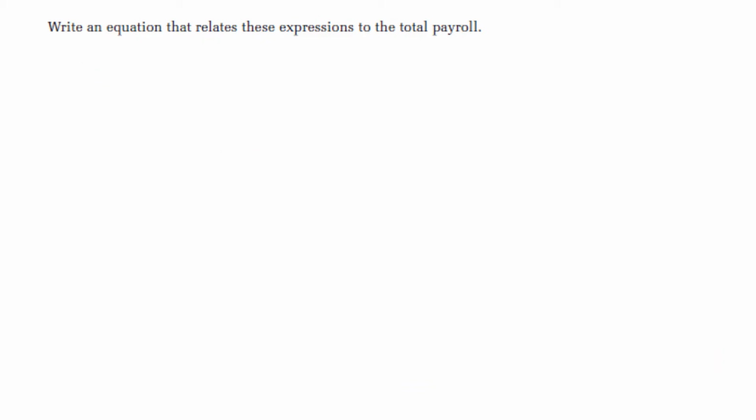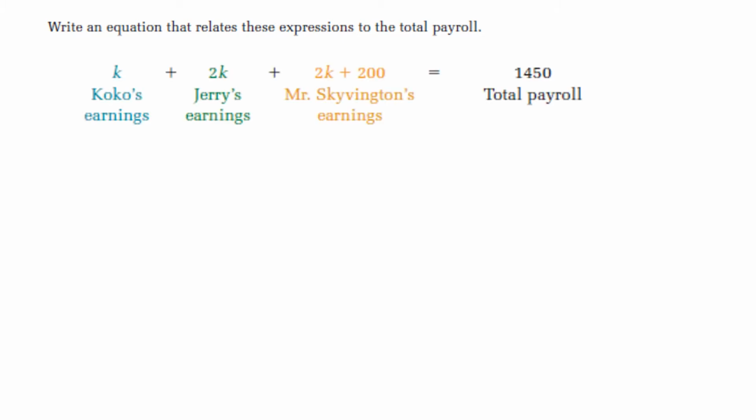We're going to write an equation that puts all of this stuff together. So think of what we just saw in the chart. We've got Coco's earnings, that's K, Jerry's earnings, that was the 2K, and Mr. Skivington's earnings, that was 2K plus 200, and that all has to equal 1,450. So some of you would just want to do an equation like this. You wouldn't want to do a chart and organize things that way, and that's fine. So here's our equation, a little more concise.